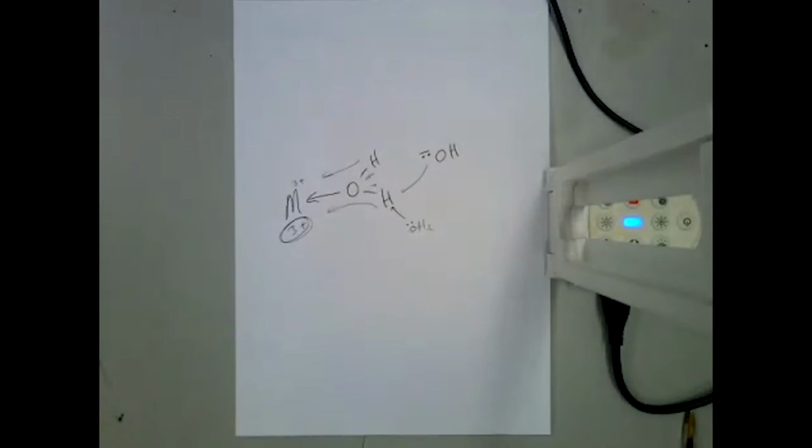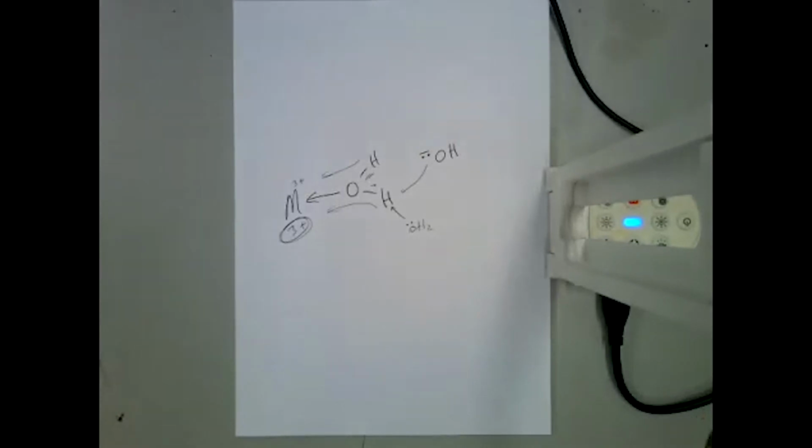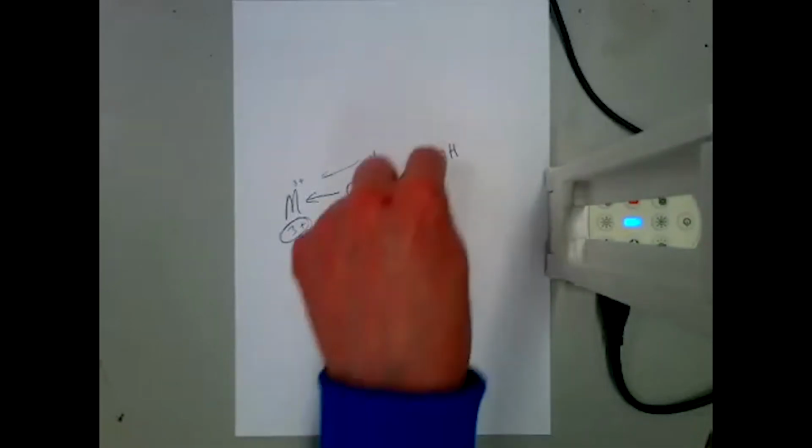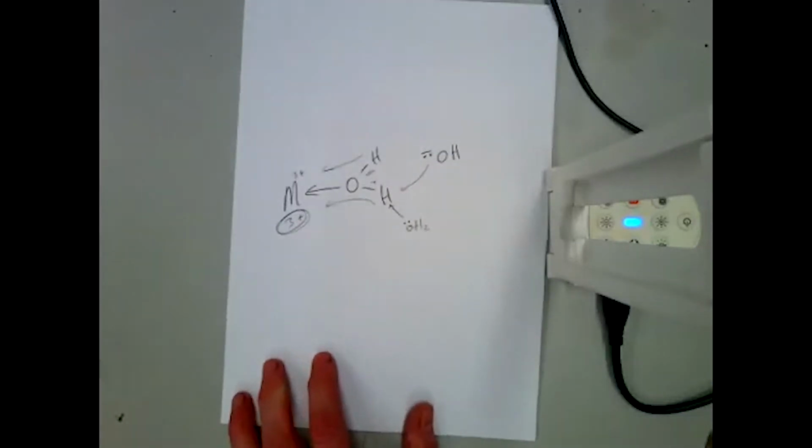So when we write the equation, it looks like it's a ligand exchange, doesn't it? It looks like the water is being replaced by OH minus in the equation overall, because you end up with a hydroxide complex. But in fact, that's not how it's doing it. It's the water or the hydroxide deprotonating the water molecules, the ligands attached to the metal.